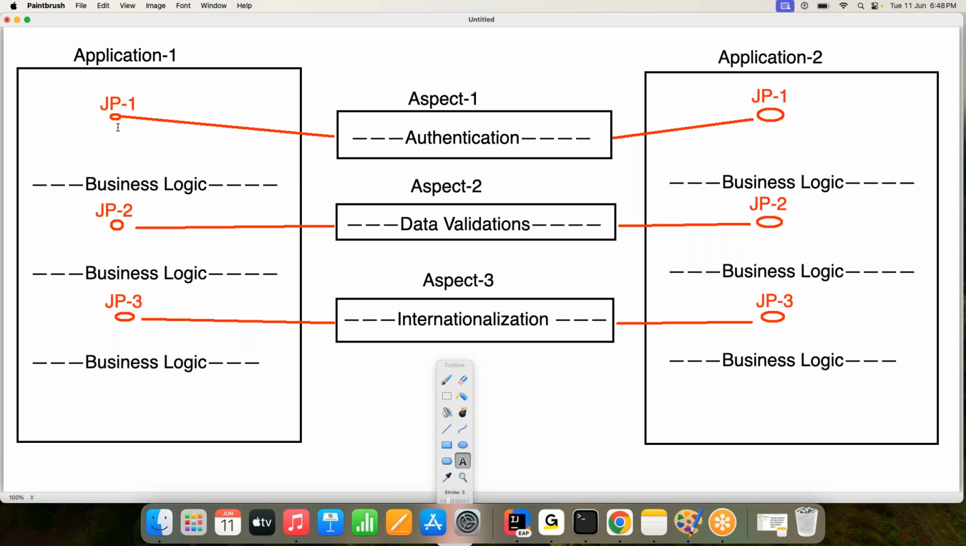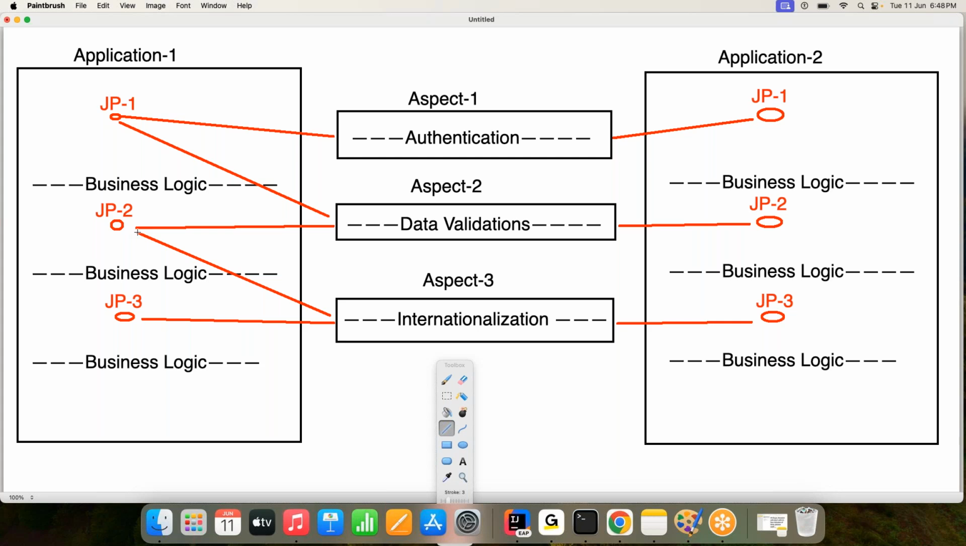At join point 1, what services are required? Previously, we have seen only one service at join point 1, that is authentication. Maybe as per my application requirement, at join point 1, both authentication as well as data validations are required. Yes, we can still provide both. Now at join point 1, we can apply authentication as well as data validations. At join point 2, data validations and internationalization both are required.